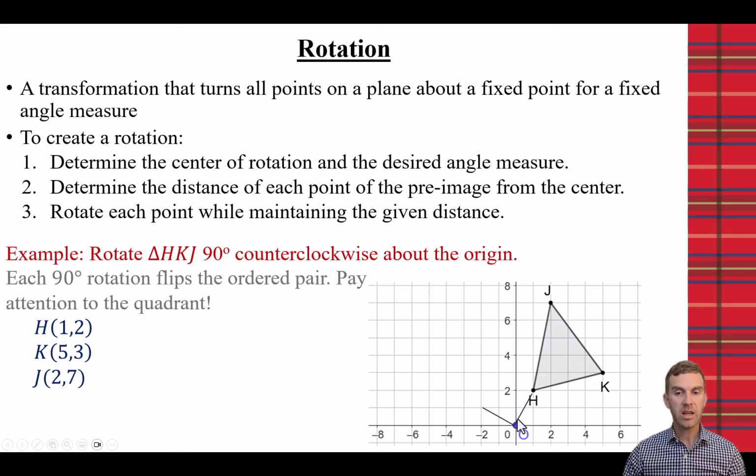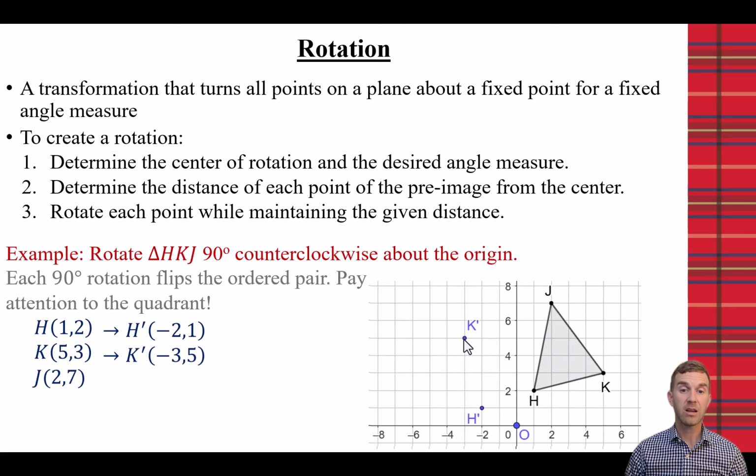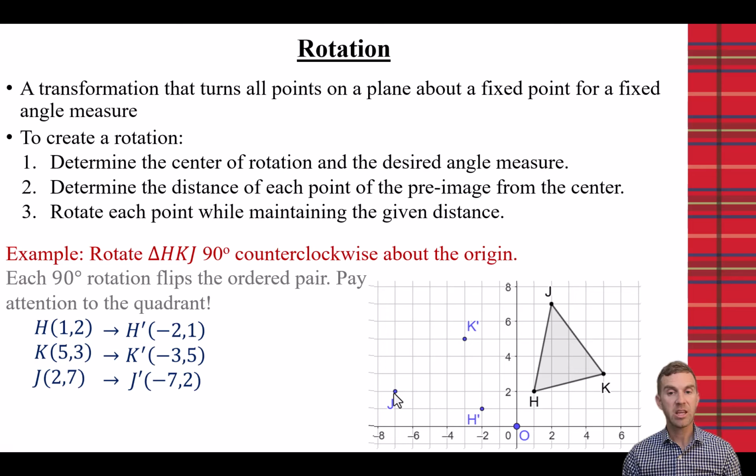What we're doing is making a 90-degree rotation from H all the way over here, which will put H prime at negative 2, 1. We do the same thing with K. It's that same distance and 90-degree rotation over here to K prime, which is negative 3, 5. And then for J, it's the same idea. What's that distance and then the rotation down here to J prime at negative 7, 2. So we can say here is our rotated triangle H prime, K prime, J prime.